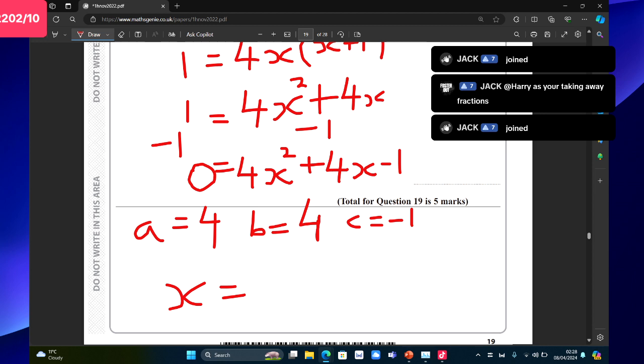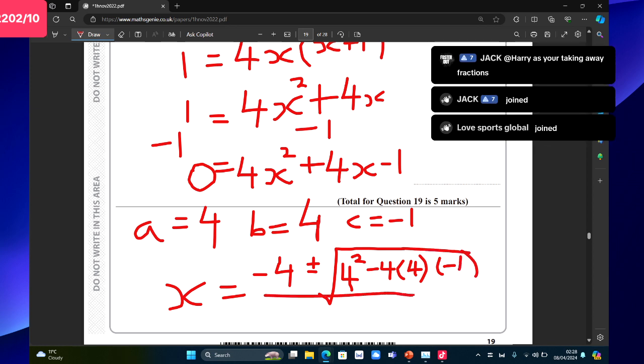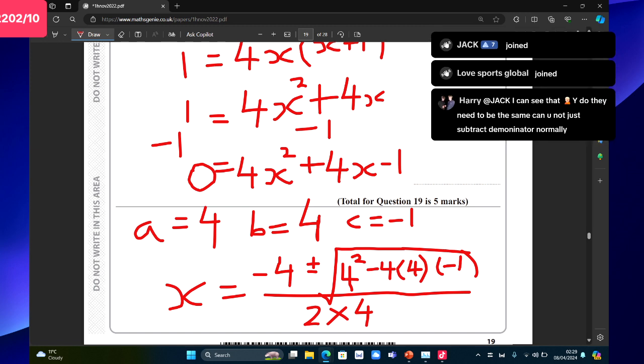We have x is equal to minus b plus or minus the square root of b squared minus 4ac, brackets 4, brackets minus 1, all over 2 times a, which is 2 times 4. Are we happy with that, guys? Does that make sense so far? Are there any questions?